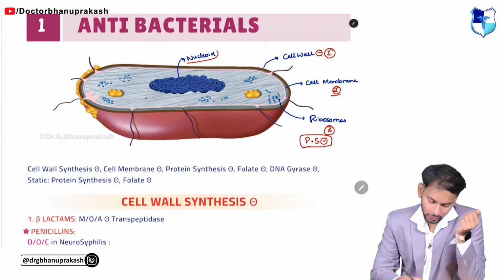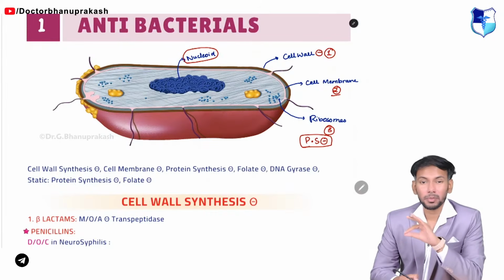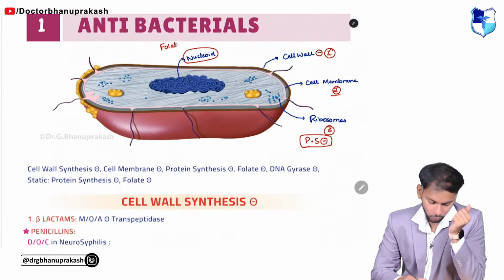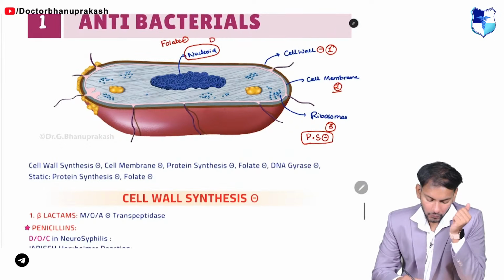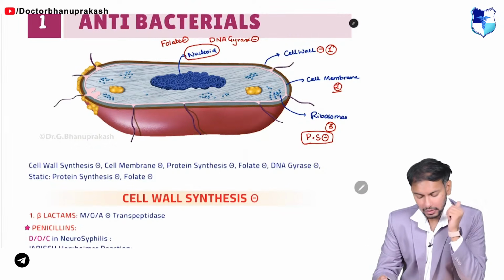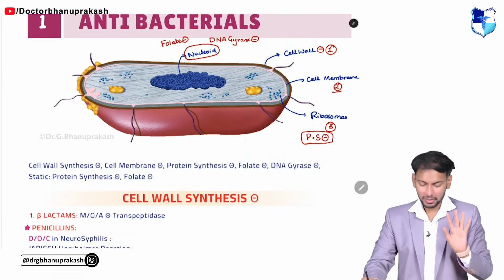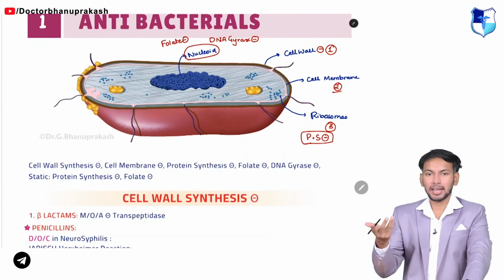Now, coming to the nucleoid. Inside the nucleoid, we have DNA. For formation of DNA, we require folate. So you can block folate. These are folate inhibitors. Now, for repairing of DNA, we have something known as DNA gyrase. You can block this also. So these are the 5 classes of drugs. That's all. Cell wall synthesis inhibitors, cell membrane inhibitors. Next are protein synthesis inhibitors, folate inhibitors, and DNA gyrase inhibitors.